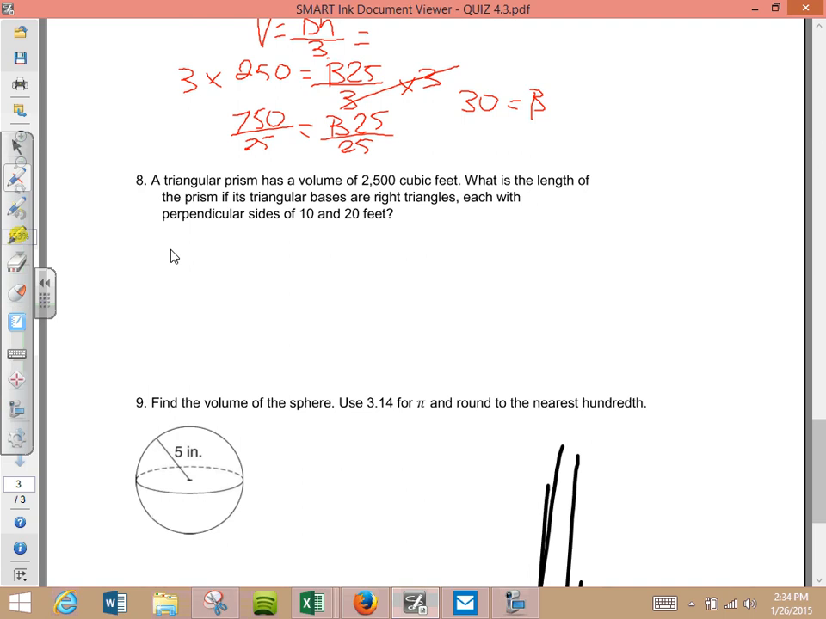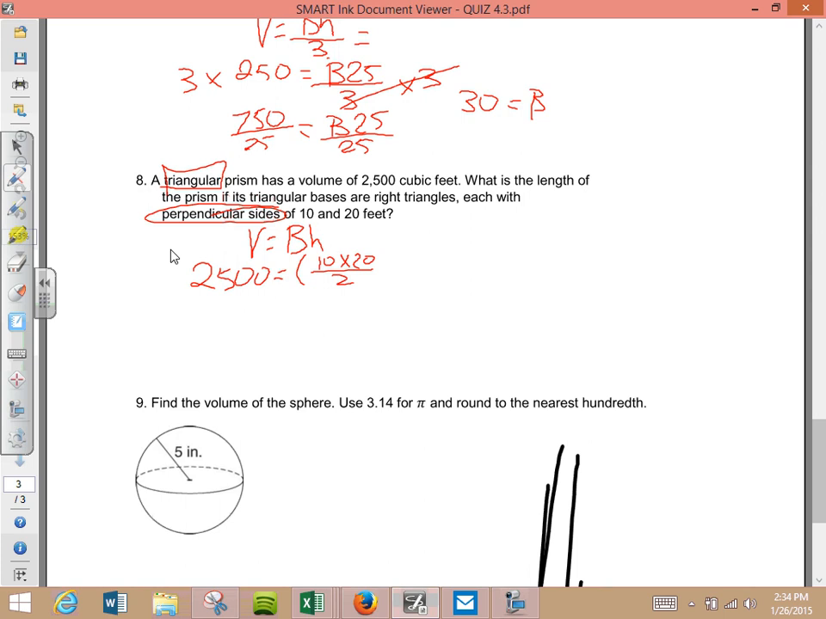A triangular prism has a volume of that. So it's a triangular prism. It's base times height. That's it, right? So we know the volume is 2,500. We know that the sides are 10 by 20, right? So it has to be 10 times 20 divided by 2 because it's a triangular prism.